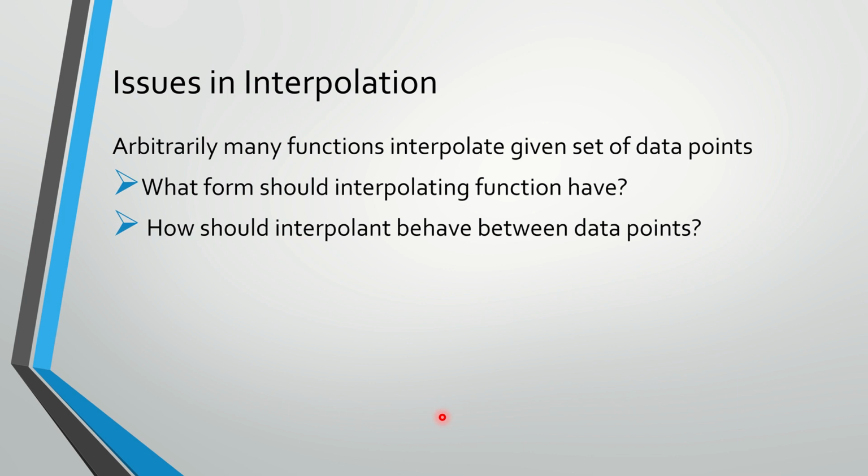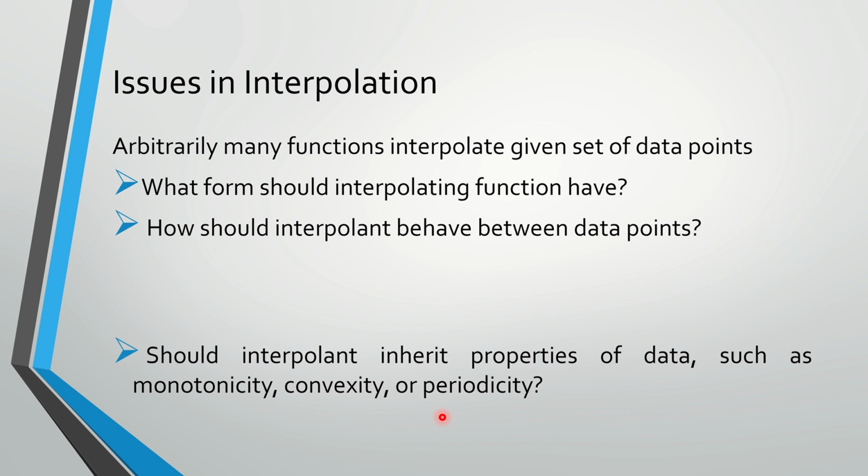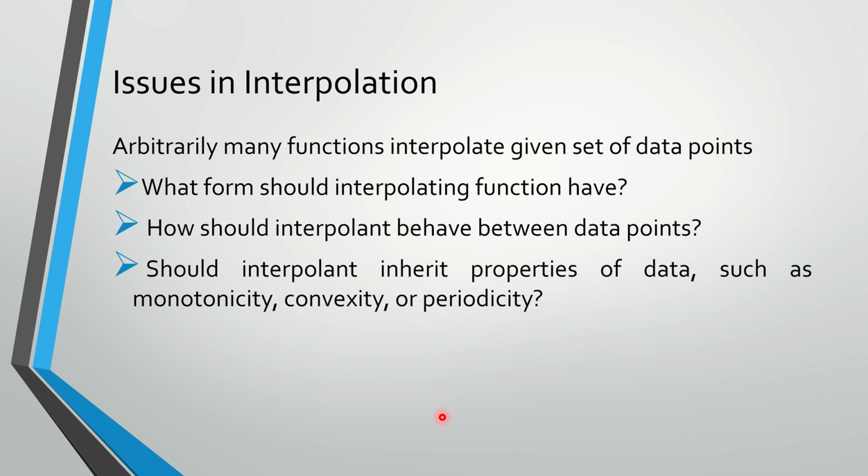Okay, how should the interpolant behave between data points? Right, it will be satisfied by the data points, but what will be going on when we have the points between two numbers x0 and x1, x1 and x2, x2 and x3, and so on. Okay, then should the interpolant inherit properties of data such as monotonicity, convexity or periodicity? Right, अगर एक function में ये properties हैं, डेटा मोनोटॉनिक है, कन्वेक्स है और वो फंक्शन पीरियाडिक है, तो क्या इंटरपोलेशन भी इन्हीं कंडीशन को सेटिस्फाई करेगी कि नहीं करेगी?